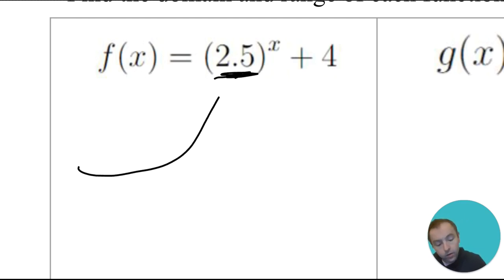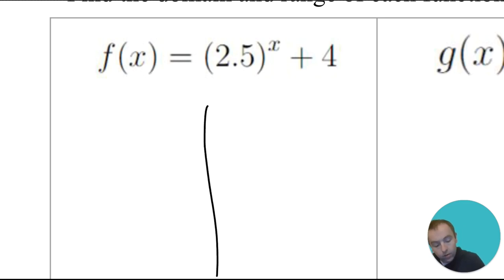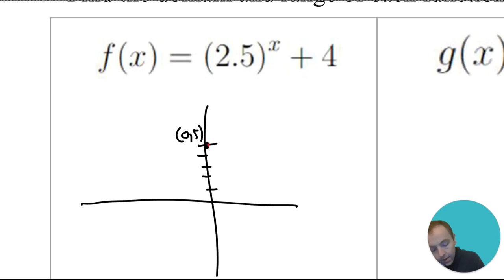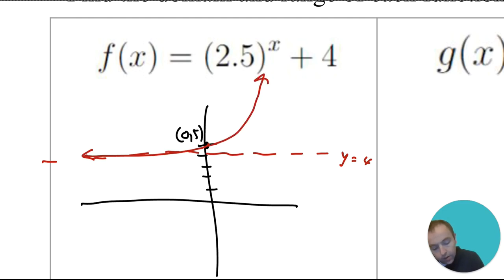And then the graph also gets shifted up by 4 units. So as just a rough sketch of the graph, what should be happening is it should have a y-intercept at (0, 5), and then be asymptotically approaching this y equals 4 line right there, but never actually hit it, and then go towards infinity, okay?